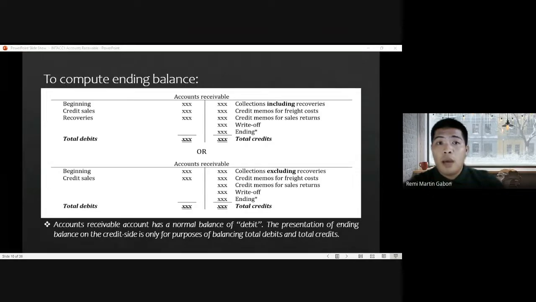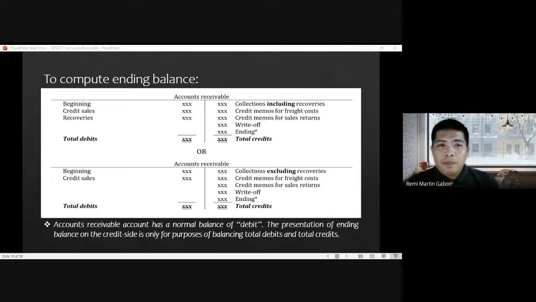Yun yung idea why we have credit memos for freight cost. Kaya siya termed as credit memos because it is charged against the accounts receivable. Accounts receivable is normally debit, while credit memos are contra debit transactions. Okay? So I hope na gets na ako doon, ha?